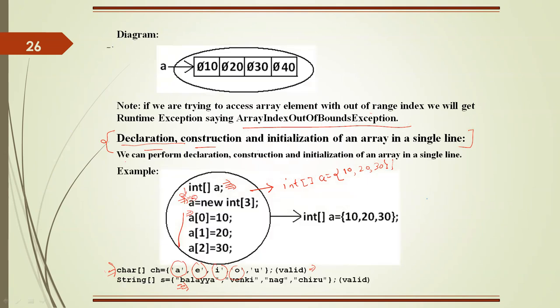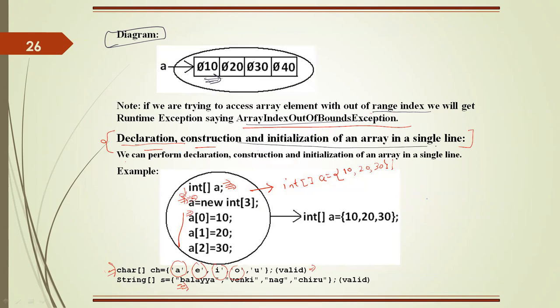Now next is the diagram here. You can also replace that value, 10 with 2. That's why it's replacing it. If we are trying to access an array element without a range index, we will get a runtime exception like ArrayIndexOutOfBoundsException. Next is declaration, construction, and initialization in a single line.